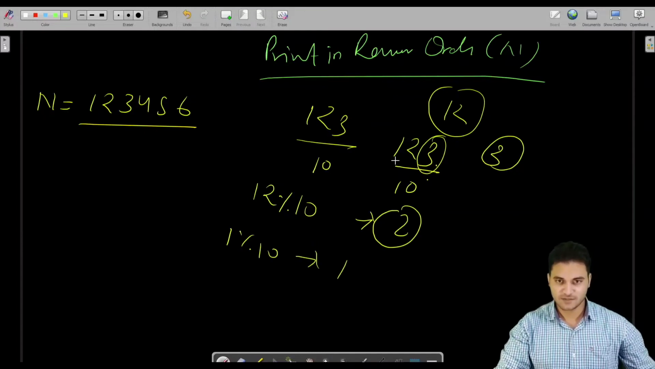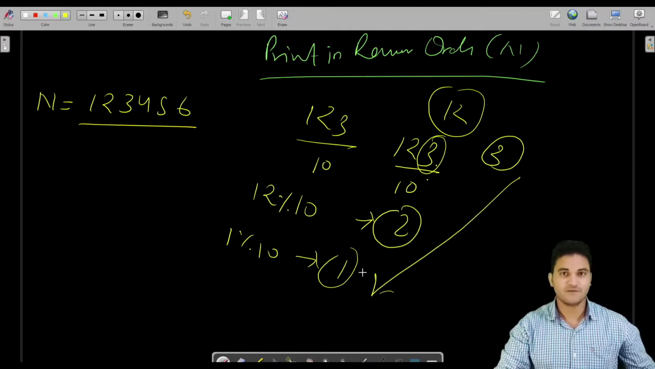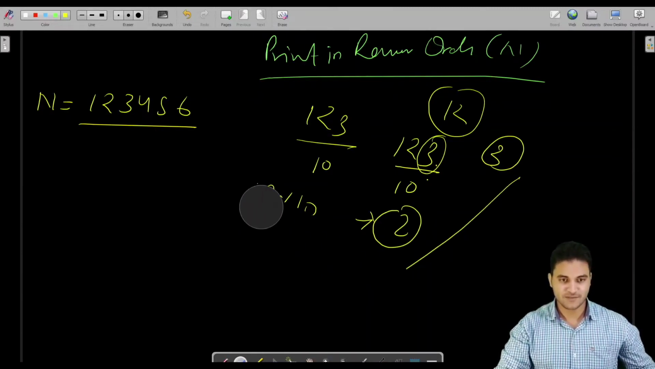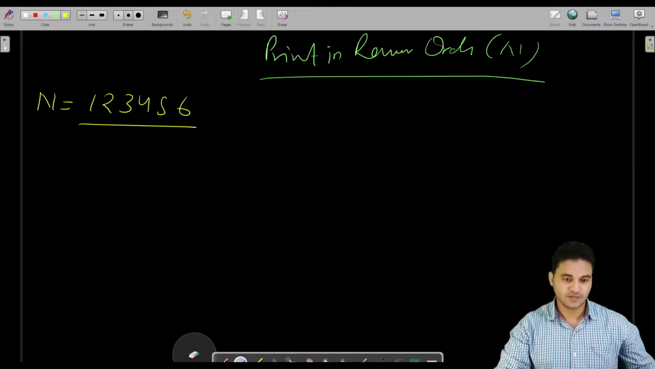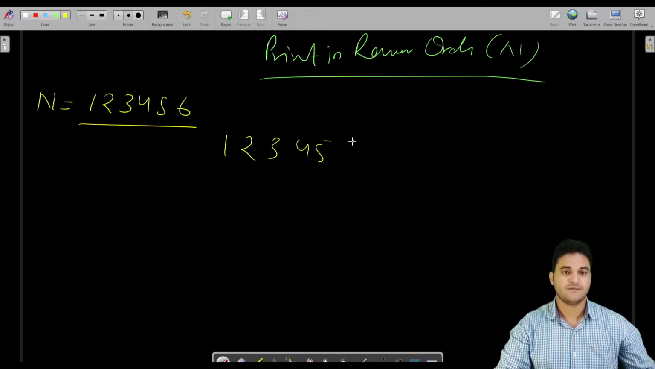So can you see a pattern? We are getting 3 first, then 2, then 1. The same order we have to print. So see the logic very carefully. I hope till now you got the logic, but still let me explain. Let us say we have 1, 2, 3, 4, 5, 6.